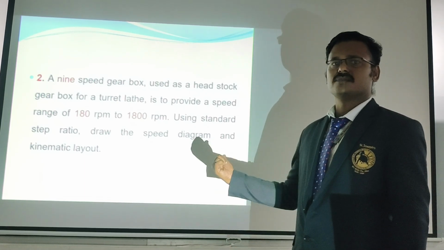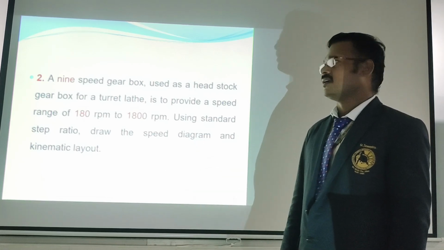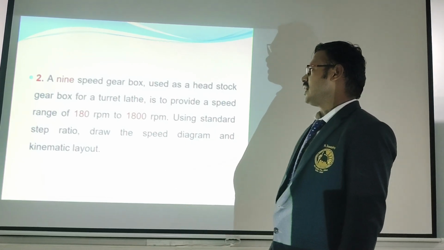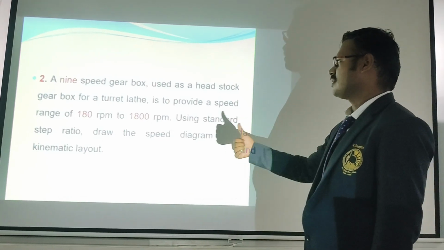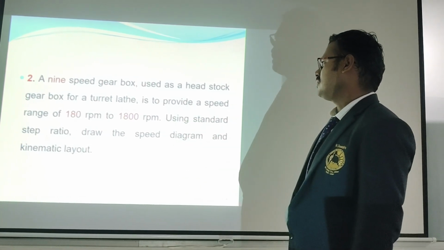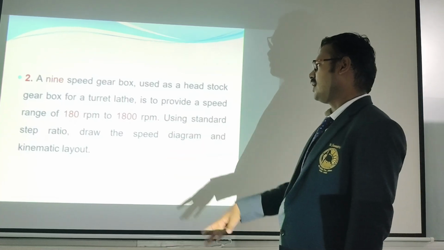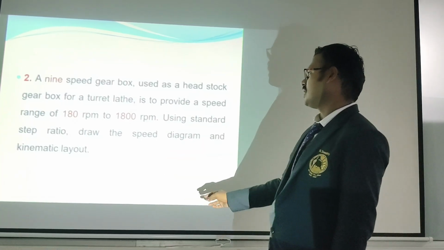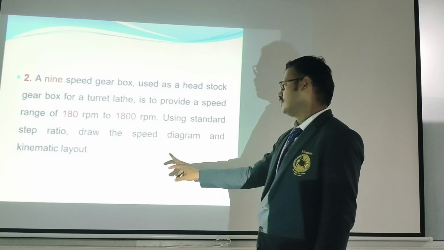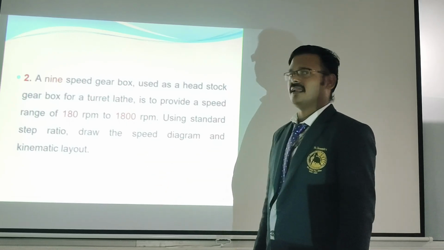Today we are going to discuss about 9-speed gearbox. So the problem is a 9-speed gearbox used as a headstock gearbox for a turret lathe is to provide a speed range of 180 rpm to 1800 rpm in a standard step ratio. Draw the speed diagram and a kinematic layout.